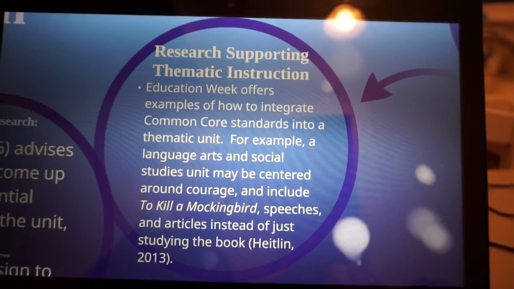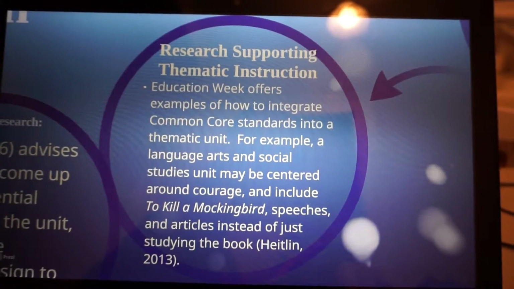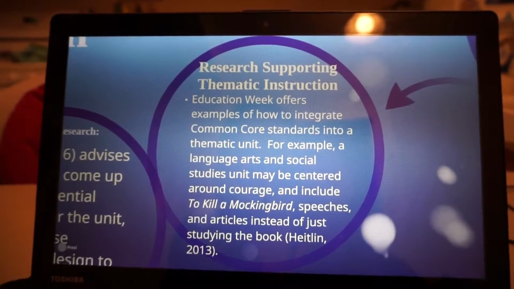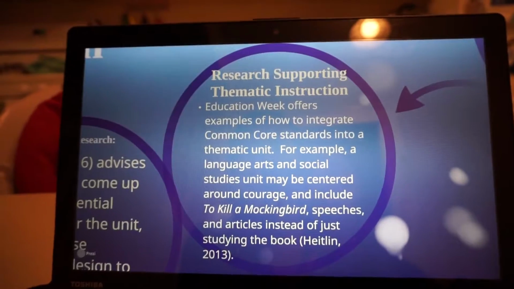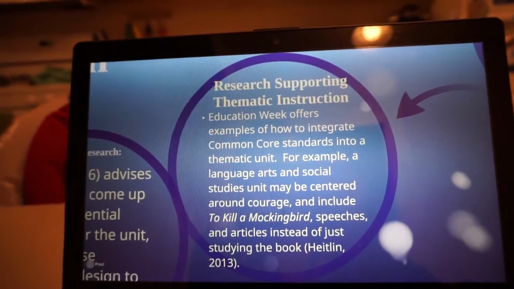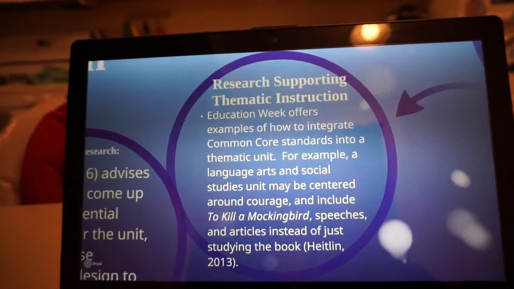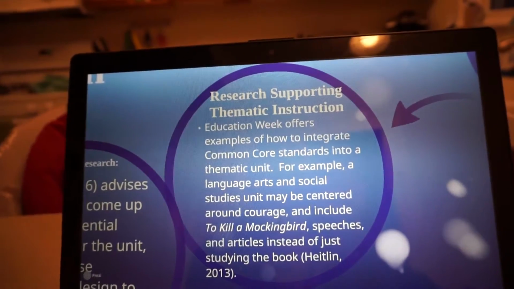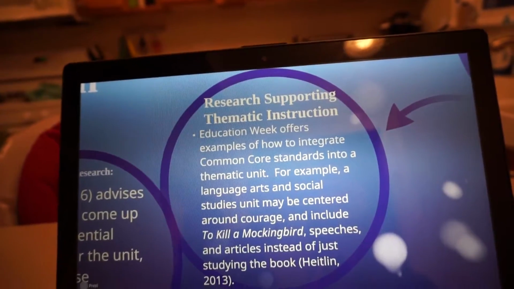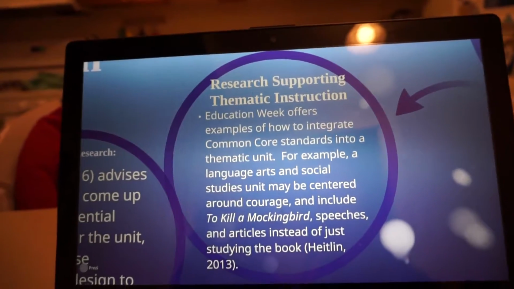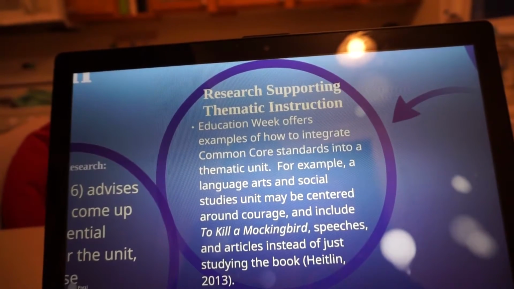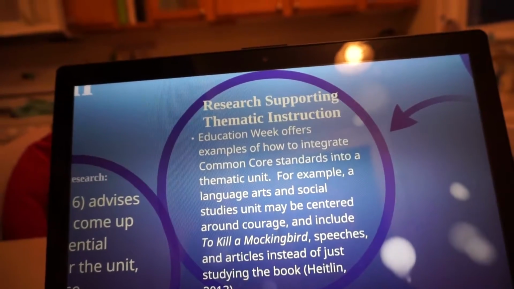A little bit of research which supports thematic instruction includes Education Week, which is online. They offer examples of how to integrate the Common Core standards into a thematic unit. For example, a teacher on the website wrote about how she teaches both language arts and social studies. And instead of just teaching a book in language arts and a piece of history in social studies, she will unite the 2 subjects under one topic, such as courage.